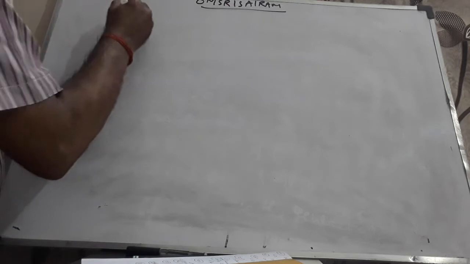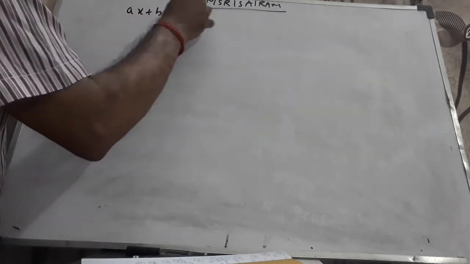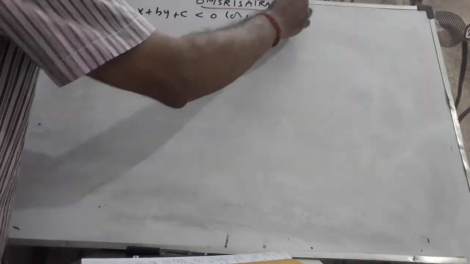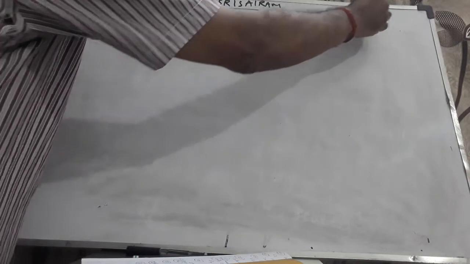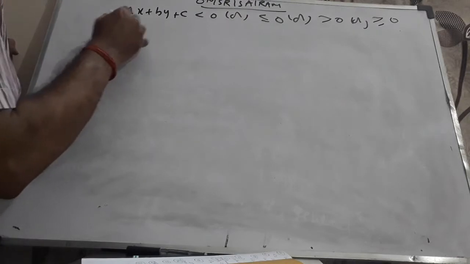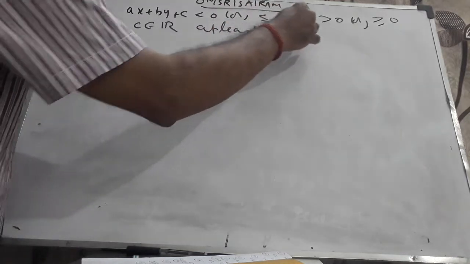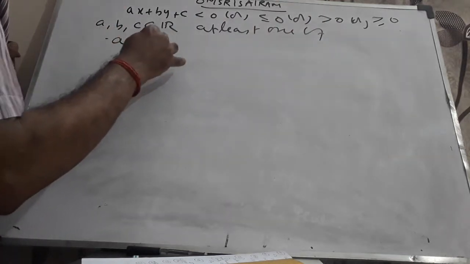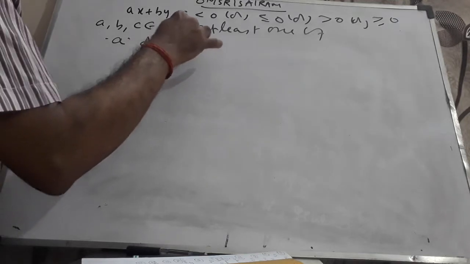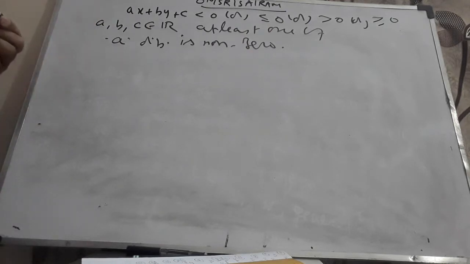Any inequation of the form ax + by + c less than 0, or less than or equal to 0, or greater than 0, or greater than or equal to 0, where a, b, c are real numbers and at least one of a or b is non-zero. If both are zeros, we will end up with c less than 0, and so on. It makes no sense. There will be no variable involved. That's the reason why one of a or b should be non-zero. Such an inequation is called a linear inequation.